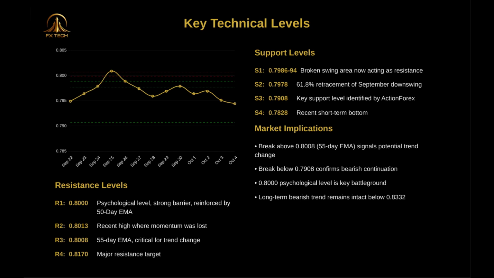Support levels include the 0.7986 to 0.7994 swing area, 0.7978, the 61.8% Fibonacci retracement, 0.7908, a key support identified by ActionForex, and 0.7828, the recent bottom. Breaking above 0.8008 could signal a trend change, while falling below 0.7908 would confirm bearish continuation.